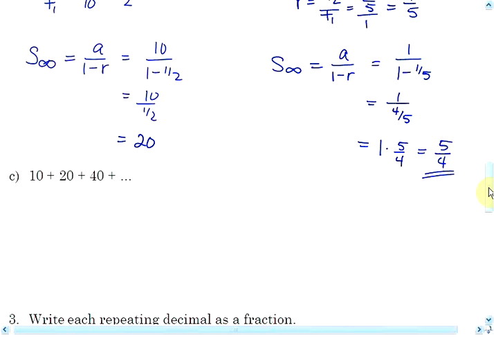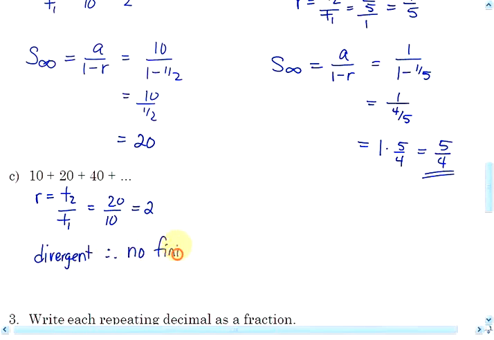Looking at the last one, again, I would like you to try this one. Find the sum of this. So pause the video and go ahead and find that sum. Okay, so let's look at this question now. Calculating R, T2 over T1, 20 over 10, which is 2. This is divergent, therefore no finite sum.